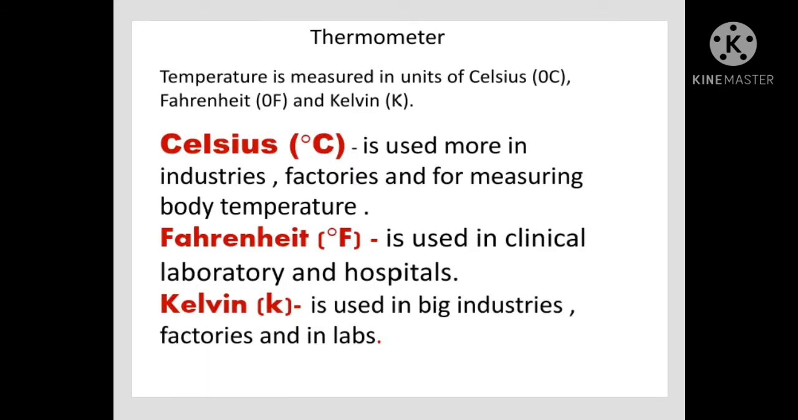Now we will go to the topic thermometer, in which we know that we can measure the temperature in three units. First one is degree Celsius, second one is degree Fahrenheit and third one is Kelvin. So students, the degree Celsius unit is used more in industries, factories and for measuring body temperature. The second unit, degree Fahrenheit, is used in clinical laboratories and hospitals. The third unit of measuring temperature, Kelvin, is used in big industries, factories, or in labs.